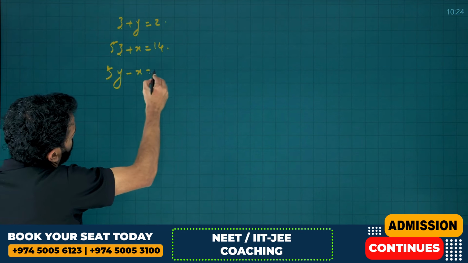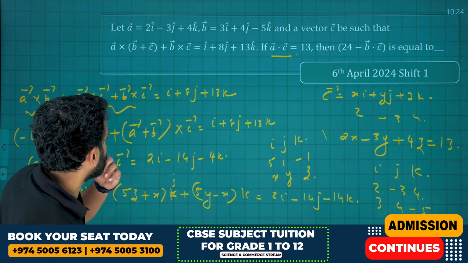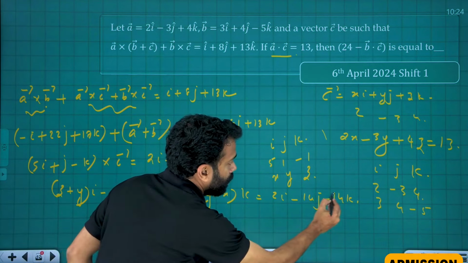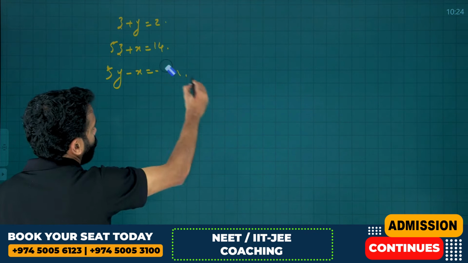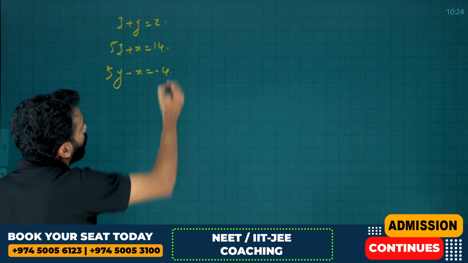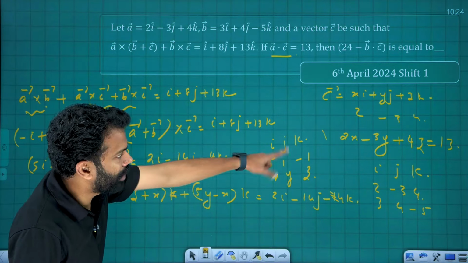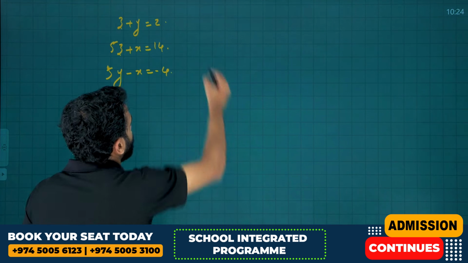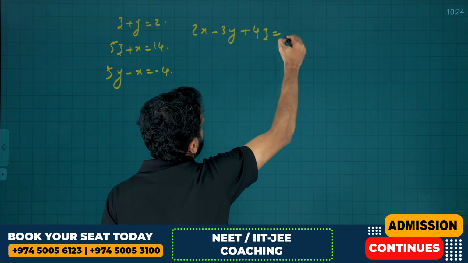5y minus x is equal to minus 4. Okay, 5y minus x is equal to 4. Okay, and let's write the parent equation here, that is 2x minus 3y plus 4z is equal to 13.